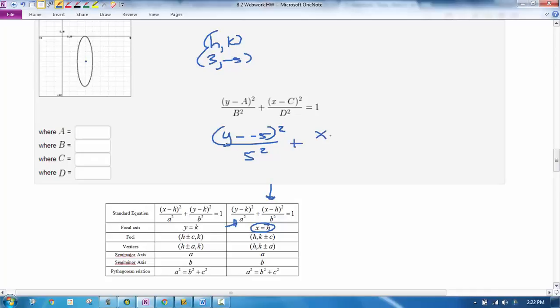Plus x minus, in this case it's h, so 3 squared over, and this is going to be b, which is half the length of the minor axis, which is 1. So now I can just compare. They want a to be -5. My b is 5, c is 3, and d is 1.